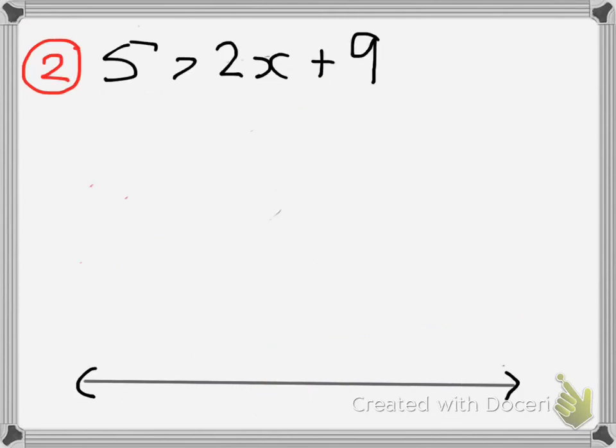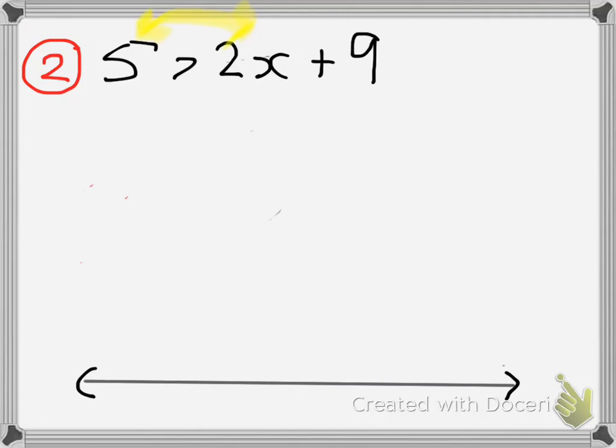Question 2: 5 is greater than 2x plus 9. Now in this example we can notice that our pronumeral, our x, is on the right hand side of the inequality. So just to make this easier, I want to swap the right hand side and the left hand side around, just so it's easier to solve.